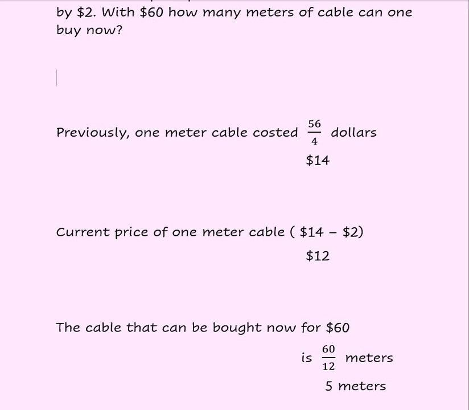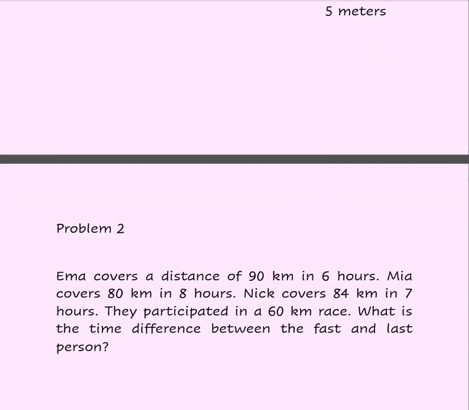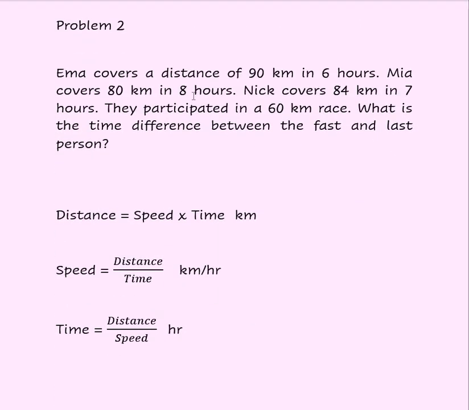Let us move to the next problem, which is problem number 2. Emma covers a distance of 90 km in 6 hours. From here, we can get the speed of Emma by dividing this distance, 90 km, by 6. Mia covers 80 km in 8 hours. From here, we can get the speed of Mia by dividing 80 by 8.